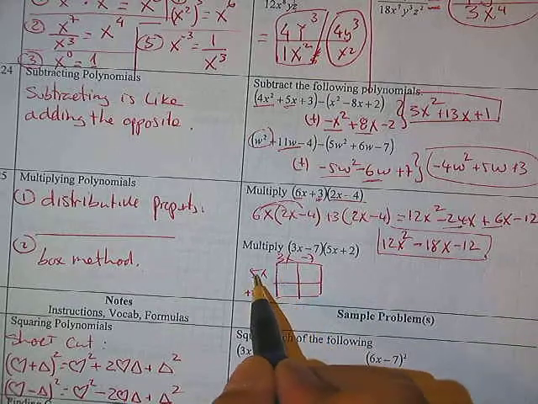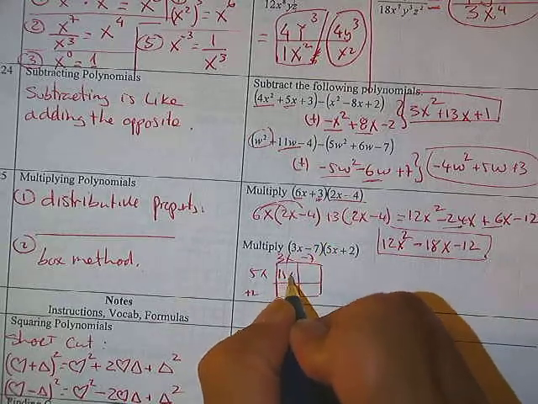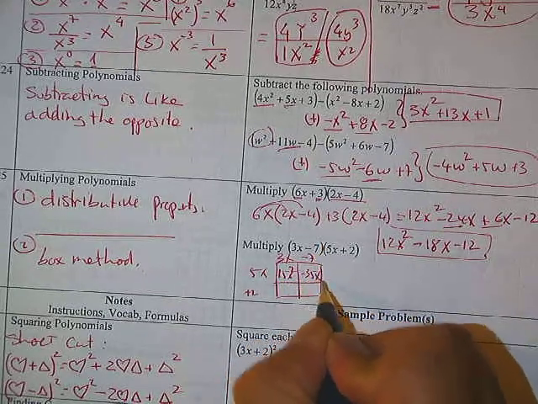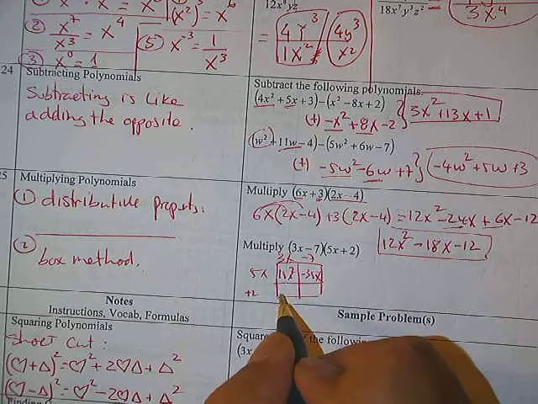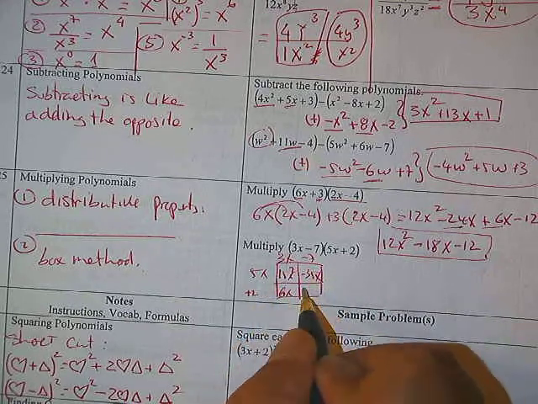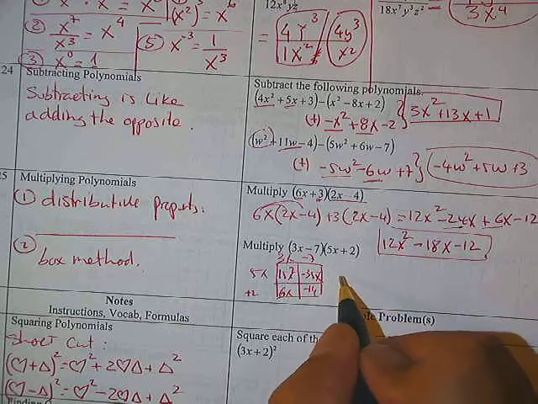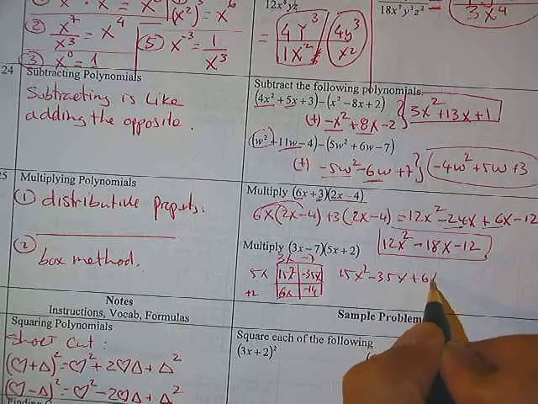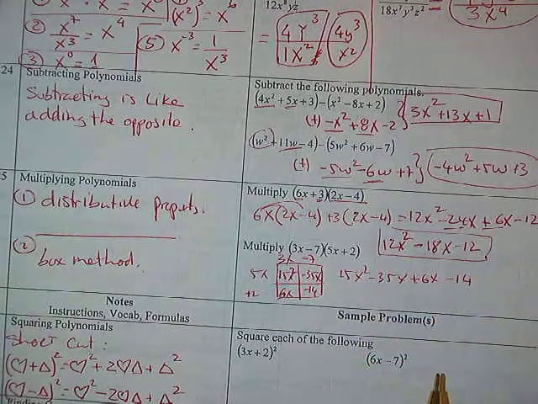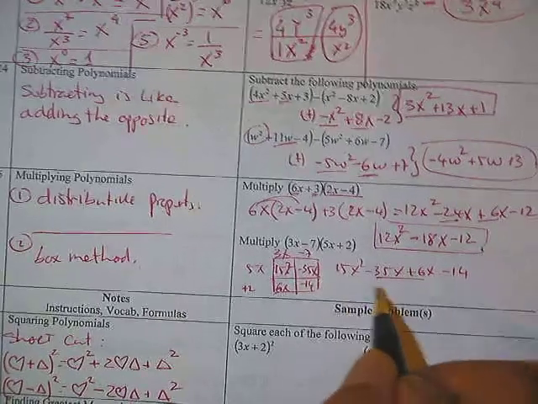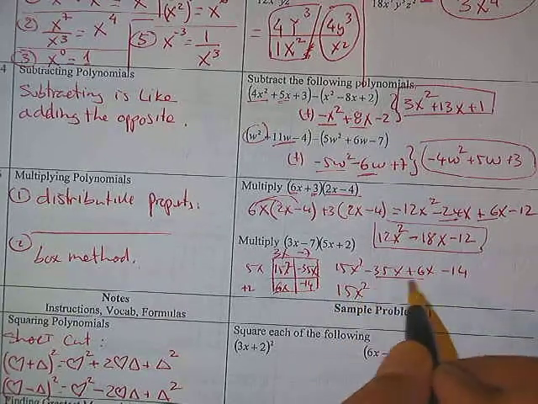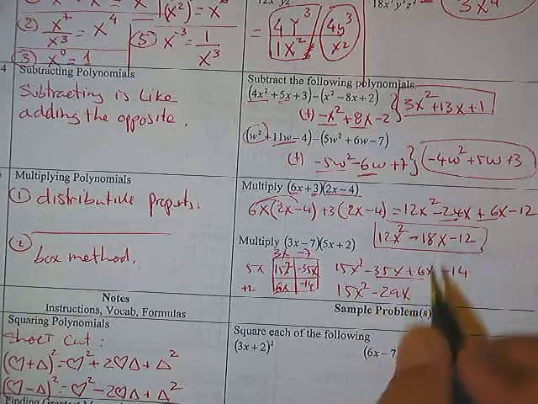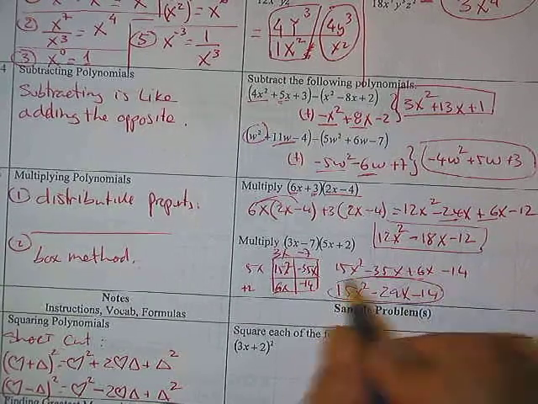And now I'm going to try the box method. Since it's a 2 by 2, I'm going to make it a 2 by 2 box. So it's 3x minus 7, and then it's 5x plus 2. So we multiply what's in here. These two, that's going to be 15x squared. And then multiply these over here, that's negative 35x. And multiply these two here, like 6x. And multiply these two here, negative 14. So that's 15x squared minus 35x plus 6x minus 14.